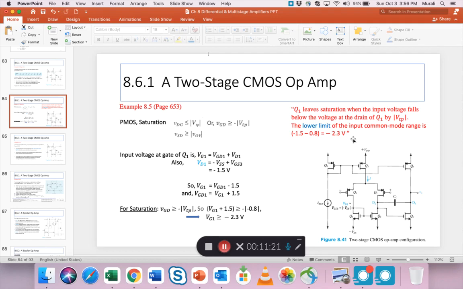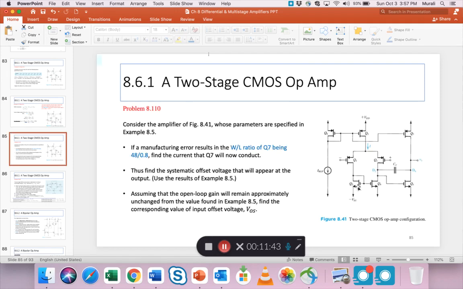The other calculations he shows are pretty straightforward, so I'm going to let you read through it. But this one seemed a little bit tricky, so I'm walking you through the logic of how to find this lower limit so that Q1 and Q2 just leave saturation. Okay. With that, I'm going to move on to problem 8.110 from the back of the chapter.